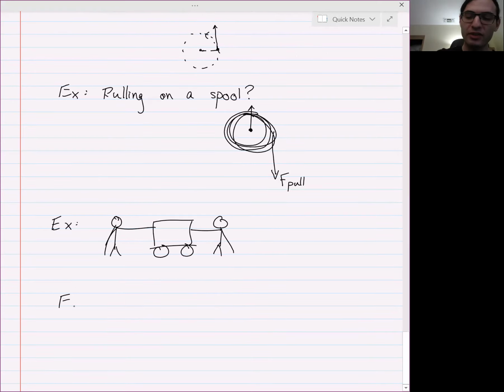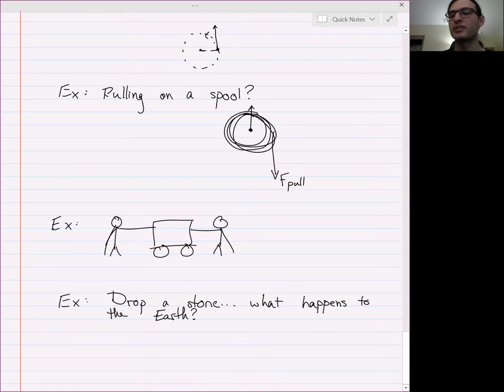Another question is, what happens if we drop a stone, what happens to the Earth? Right, so we know that every action has an equal and opposite reaction, right? So that means that, yes, the Earth is pulling down on the stone. It causes gravity to act on it. Sorry, the Earth's force acts on the stone. No, so we're just dropping the stone. While it's falling, the Earth is pulling down on the stone.